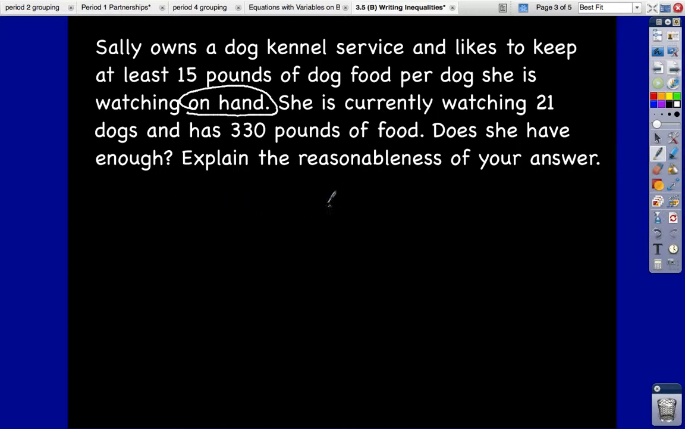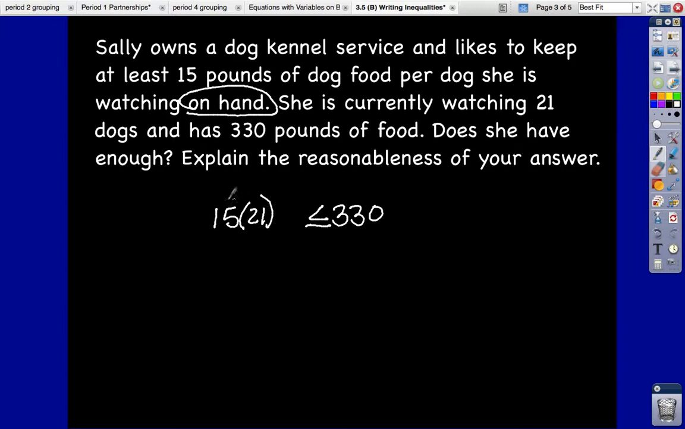Again, I think I want to set up an inequality. So if she has 330 pounds of food, we want that to be greater than or equal to 21 times however many dogs she has. Oh, I'm sorry, I wrote that incorrectly. We want that to be greater than or equal to 15 times however many dogs she has, because we want 15 pounds of dog food per dog, okay? It tells us right away how many dogs she has. She has 21 dogs. So she would need 15 times 21 pounds.